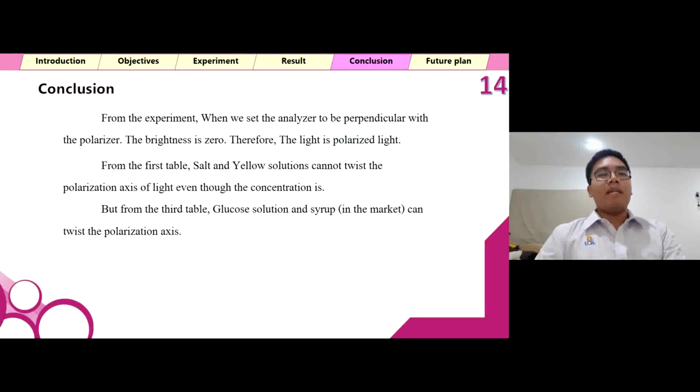Conclusion: from the experiment, when we set the analyzer to be perpendicular with the polarizer, the brightness is zero, therefore the light is polarized light. From the first table, salt and yellow solutions cannot twist the polarization axis of light, even though the concentration is changed. But from the third table, glucose solution and syrup in the market can twist the polarization axis of light because they are substances that have optical active properties.